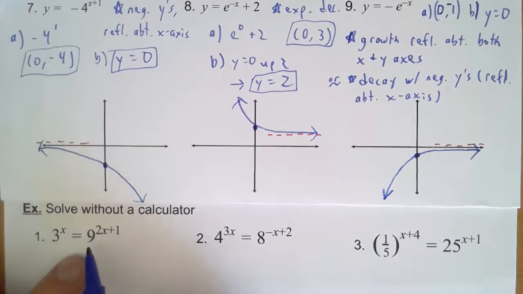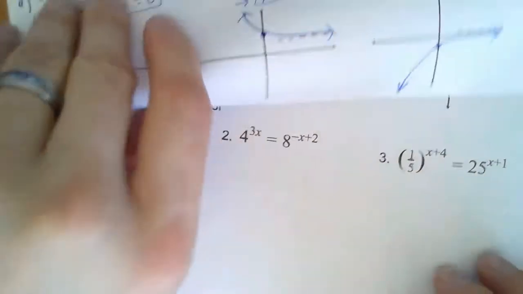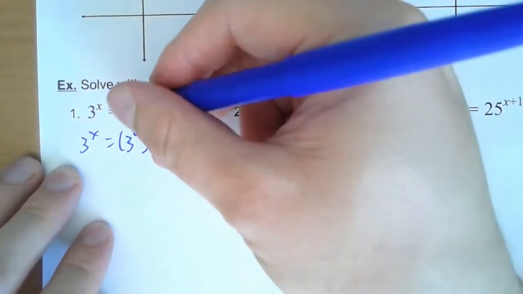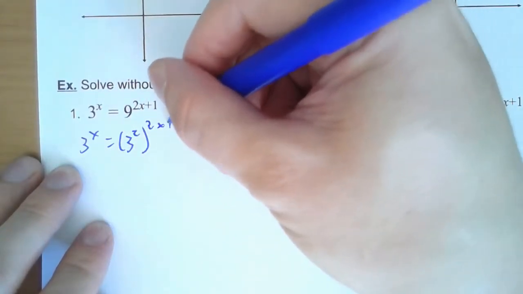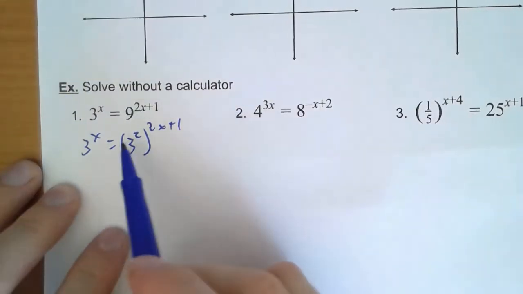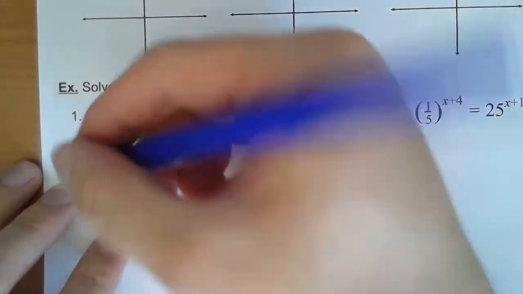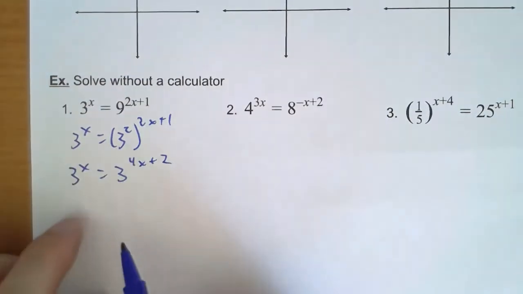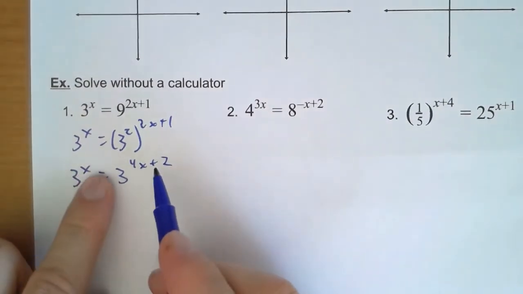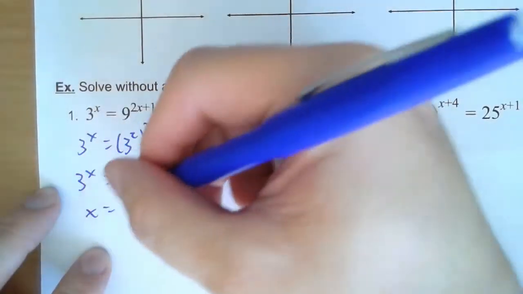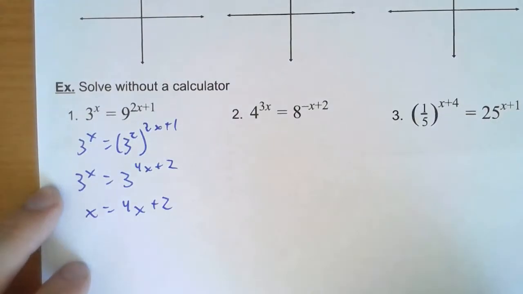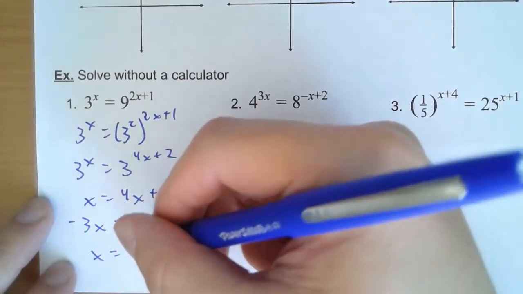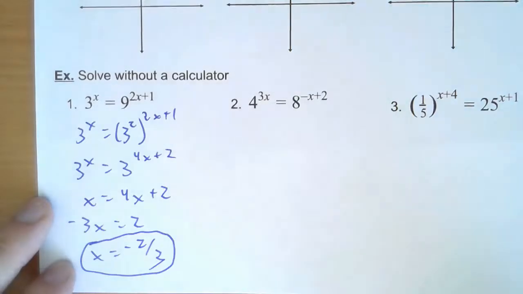So the key here is that 9 is the same thing as 3 squared. So what we're going to do is write this as 3 to the x. We're going to rewrite the 9 as 3 squared. 9 and 3 squared are the same thing, so I can replace 9 with 3 squared. Okay, and then power to a power, an exponent on an exponent, we multiply. So that's going to be 3 to the 4x plus 2. Well, then if the bases are the same, that means the exponents have to be the same. So we've got x equals 4x plus 2. Subtract the 4x, negative 3x is 2, divide, and we get x equals negative 2/3. Okay.